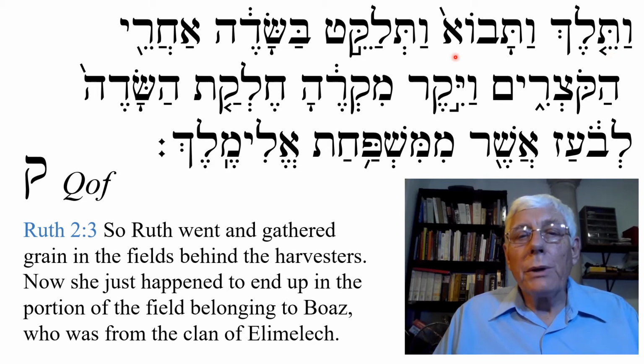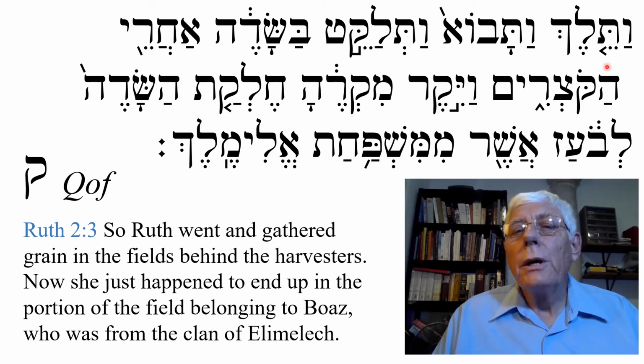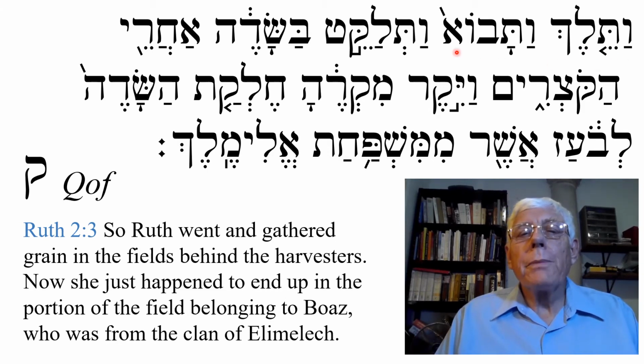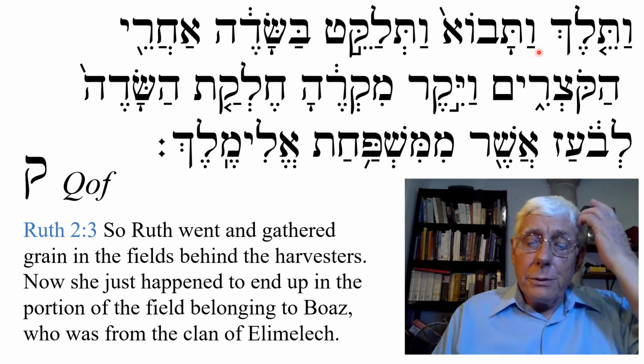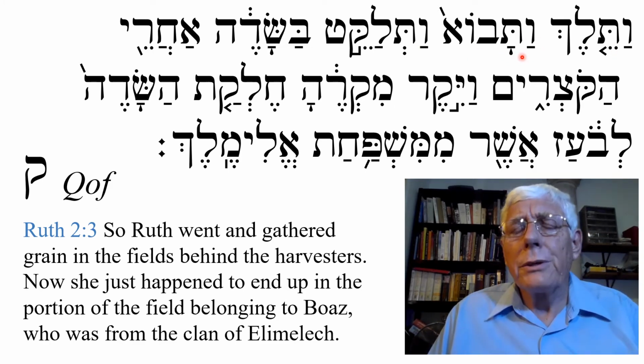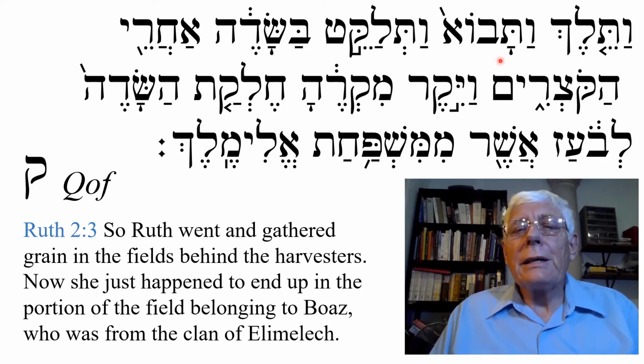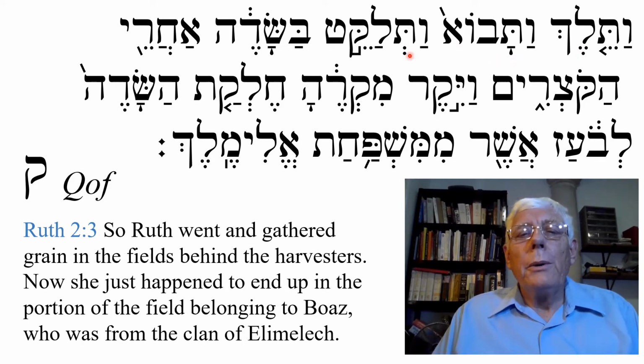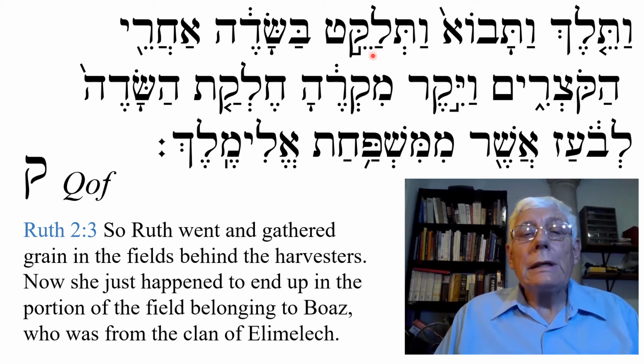Telech, and she went. She walked and she went. Okay, they don't bother putting those two verbs in Hebrew. It is two verbs, and she walked and she went. I guess the reason that in Hebrew they repeat that is that she went with a lot of determination. Okay, telech tabo, telaket. Okay, and she gathered.